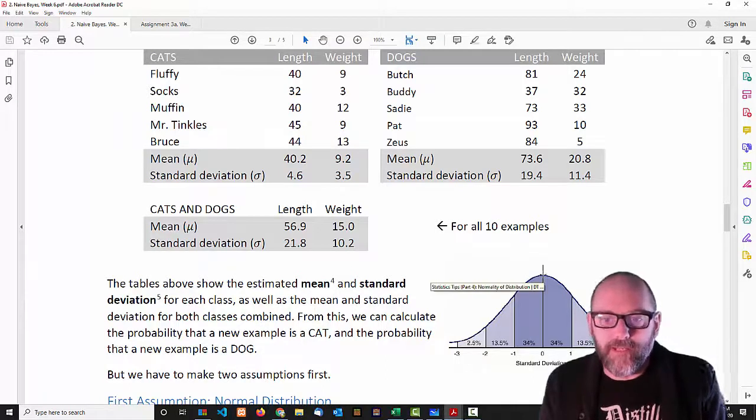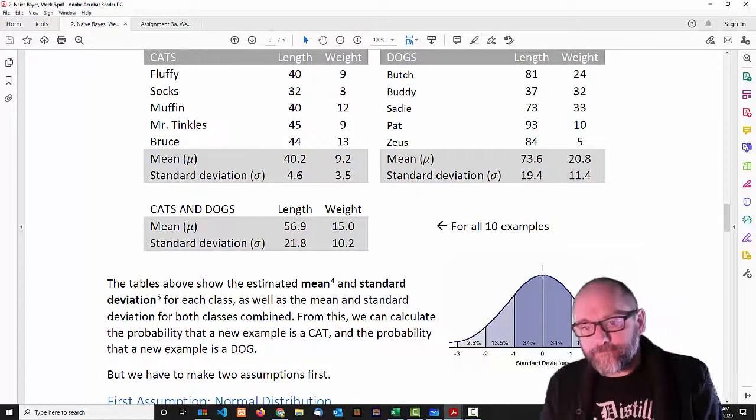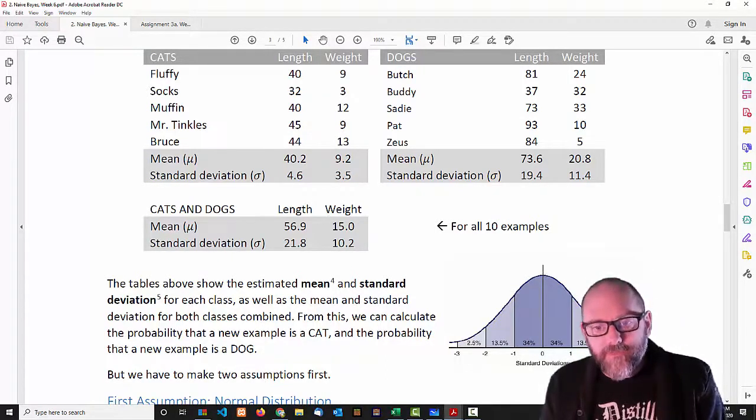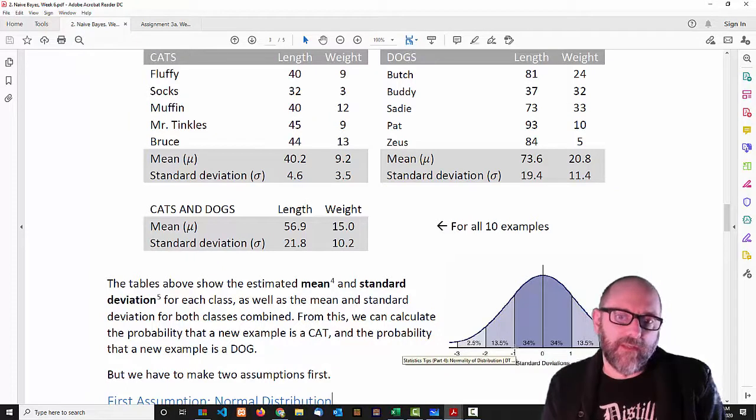So the highest probability length would be 40.2. But also, if you look at the standard deviation, 68% of all cats would fall within one standard deviation of the mean. So up here it would be 40.2 plus 4.6, which is 44.8.